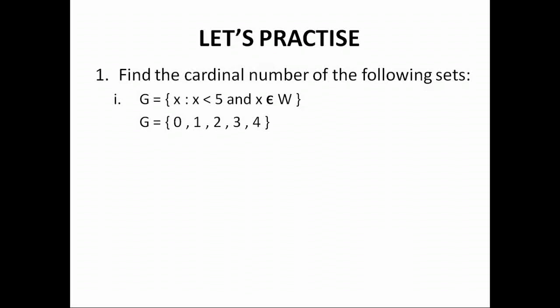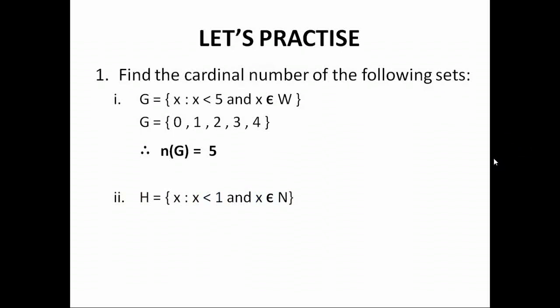Now they are asking to find the cardinal number. So what will the cardinal number of this set be? Let's count. 1, 2, 3, 4, 5. So there are 5 elements. So the cardinal number of set G will be 5. So n(G) is equal to 5. Clear? Next question.